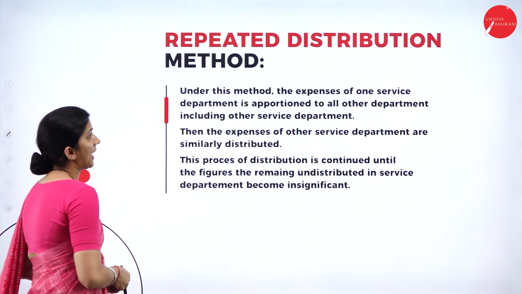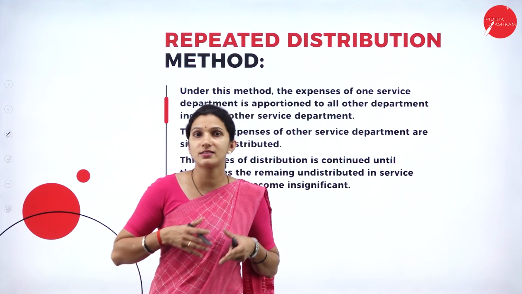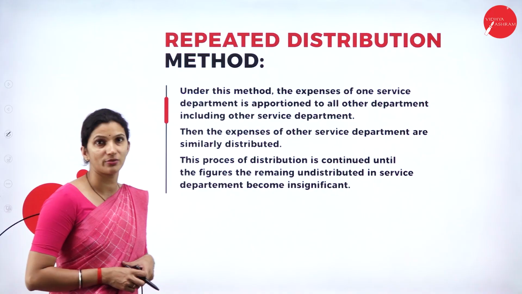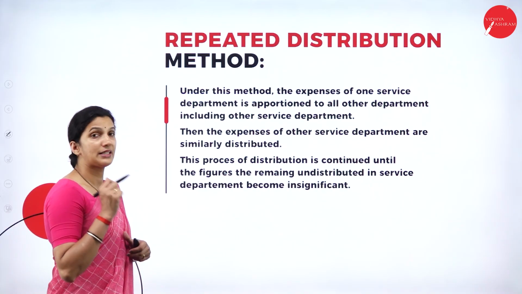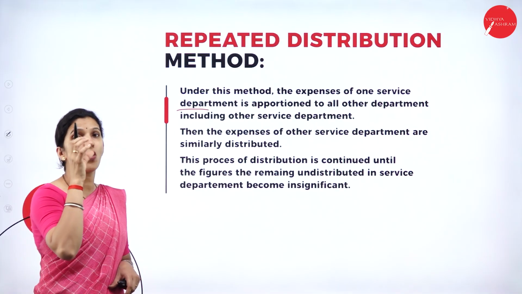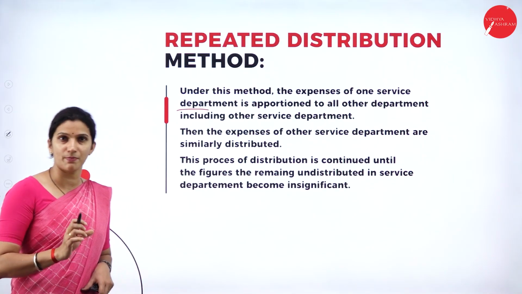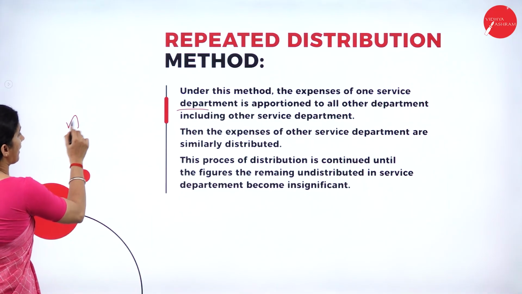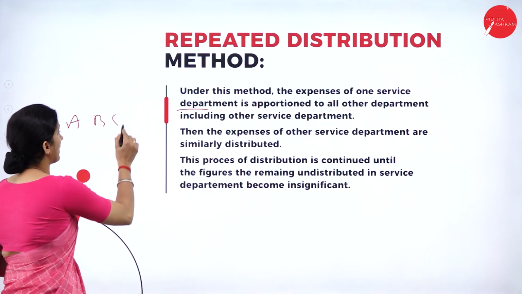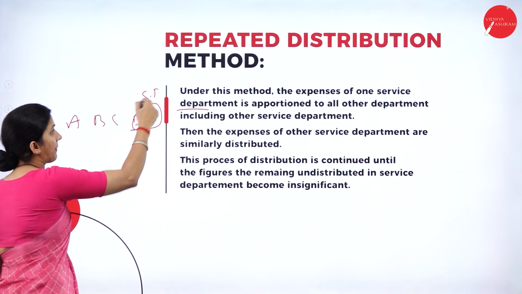Here we have the repeated distribution method. When we prepare the secondary distribution table, we have to follow this method. Under this method, the expenses of one service department are apportioned to all the other departments, including the other service department. For example, in a factory there are 5 departments: A, B, C, which are production departments, and D and E, which are service departments.